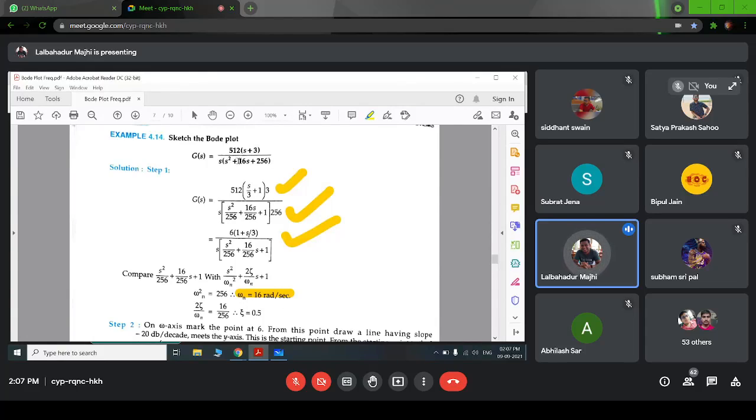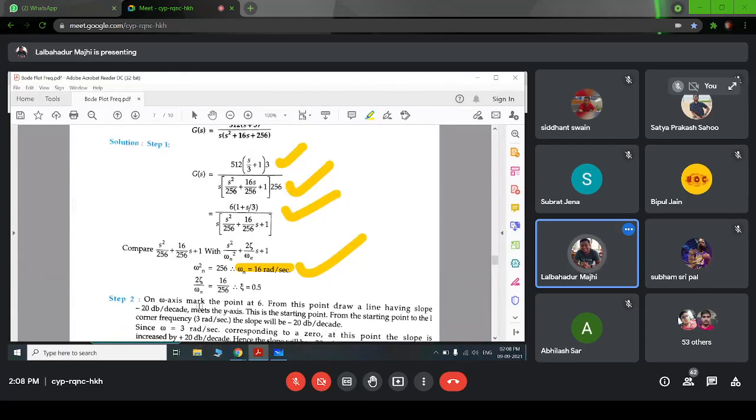What will be the corner frequency? If an s square term is there, the corner frequency will be equal to omega n, because it is a standard second order denominator. So this is s square plus 2 zeta omega n s plus omega n square, with omega n equal to 16 radian per second. Similarly, we have to calculate zeta also in this case.